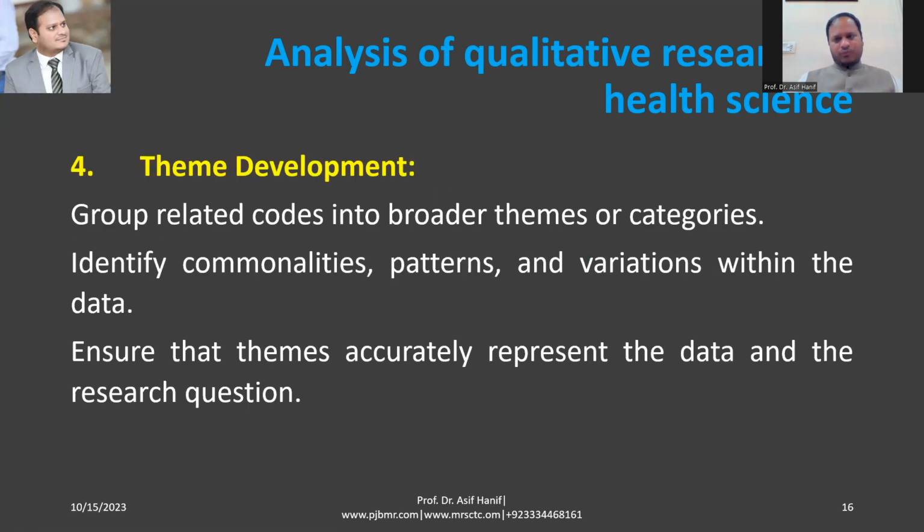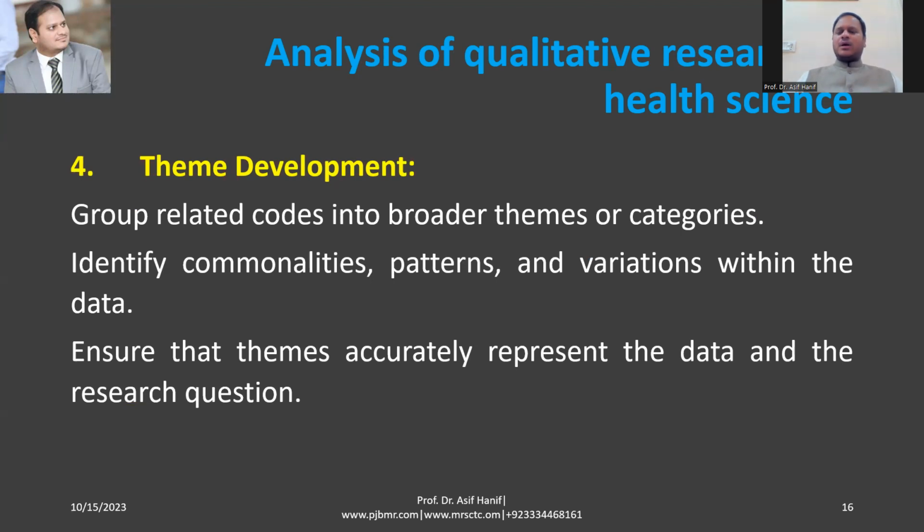So theme development is the fourth point, which is again very important. Group related codes into broader themes or categories, and identify commonalities, patterns, and variations within the data. It helps to ensure that themes accurately represent the data and the research questions. So once you get familiar with the data, you code them, you make the keywords. After revising again and again, after finalizing your keywords and making the codes, you need to develop the themes now. When you develop the themes, identify the common things, identify the patterns, identify the variation within the data.